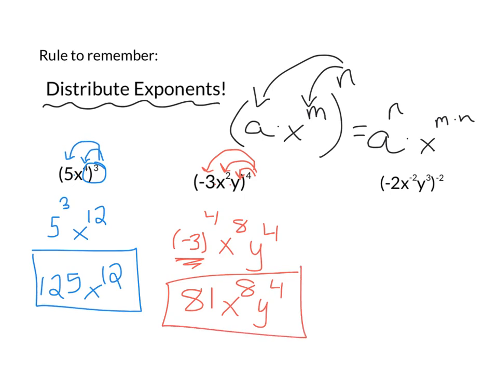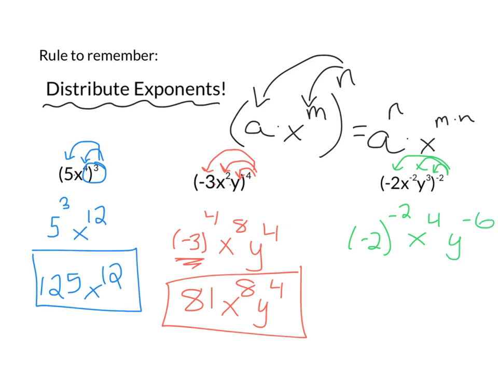Alright, and then the last example. Alright, distributing a negative exponent. So coefficient negative 2 in parentheses to the power of negative 2. X, negative 2 times negative 2, that goes to a positive 4. And then 3 times negative 2, y to the power of negative 6.